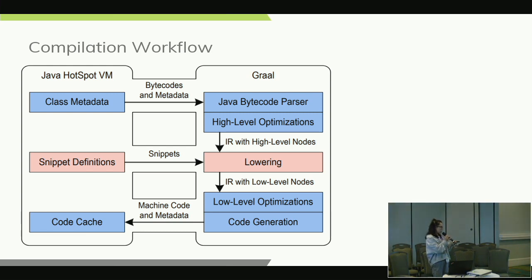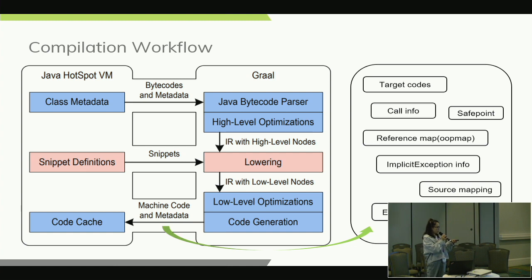After code generation, Graal will transfer its compilation results back to HotSpot. These results contain the target code, assembly code, and some information like the reference map, call information, exception information, and source mapping.